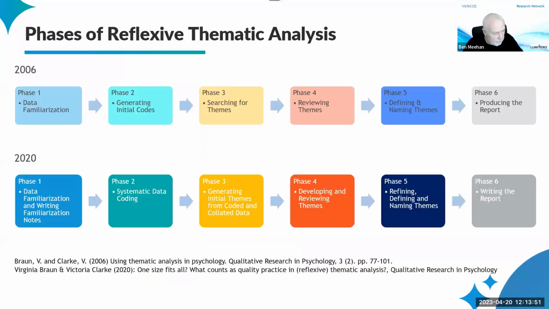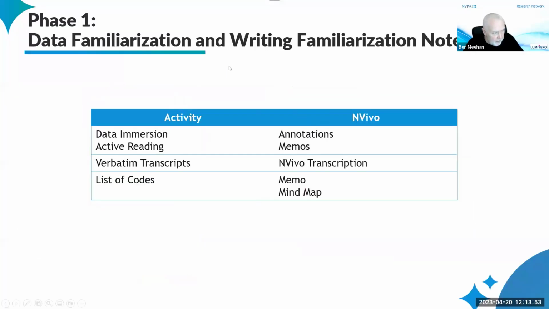So in NVivo, this would be your familiarization and writing familiarization notes. That's phase 1. So you're immersing yourself in the data. These are usually verbatim transcripts, but they could be media files as well. And you might be thinking about some initial coding. The tools you'd use would be annotations, memos. You may be using NVivo transcription, or you may be transcribing yourself. Memos and mind maps. So you see the way some of these tools will appear in several stages of the process.